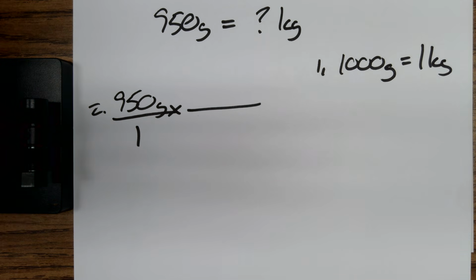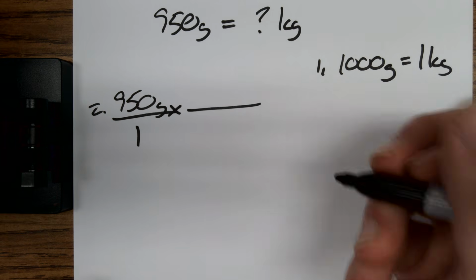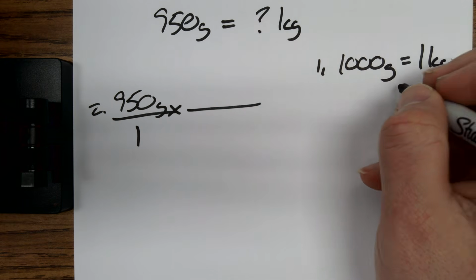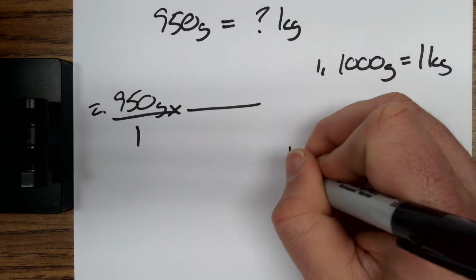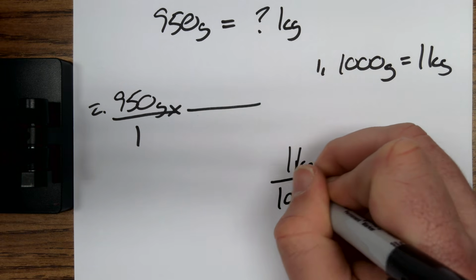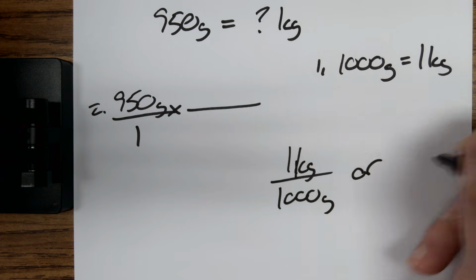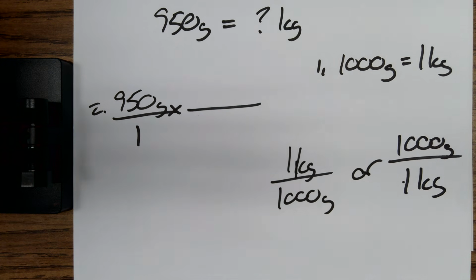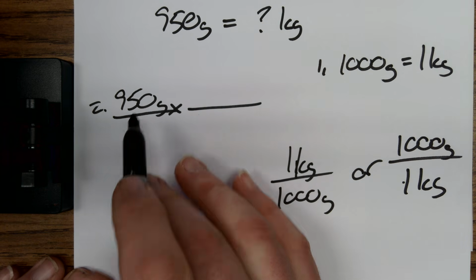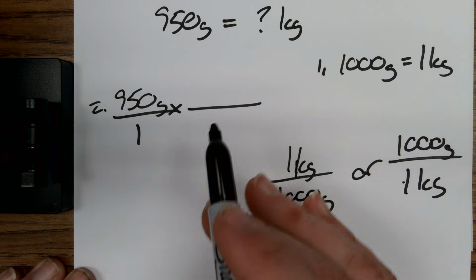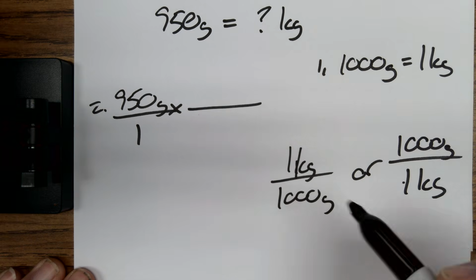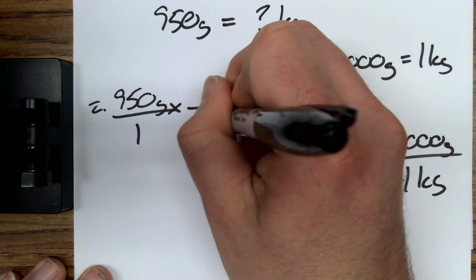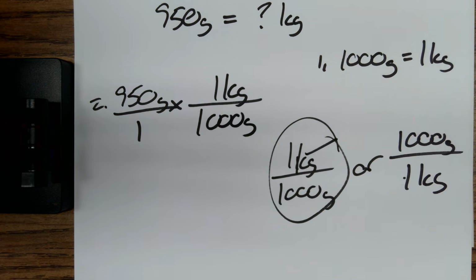Step 3, I need to pick which fraction I want. Remember, I want over what I'm getting rid of. So my two versions, I could rewrite my equality as a fraction. It's either going to be 1 kilogram over 1,000 grams, or 1,000 grams over 1 kilogram. Take a look at what I have. I'm starting off with grams in my numerator, so that means the denominator of my next fraction has to have grams. Lo and behold, that's the one I want: 1 kilogram over 1,000 grams.